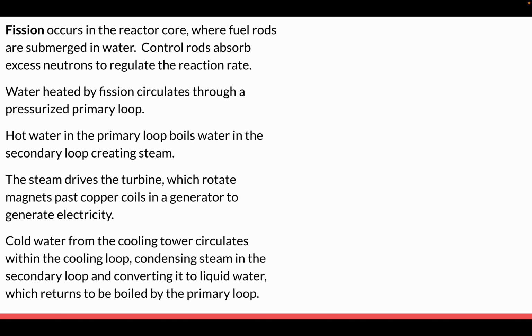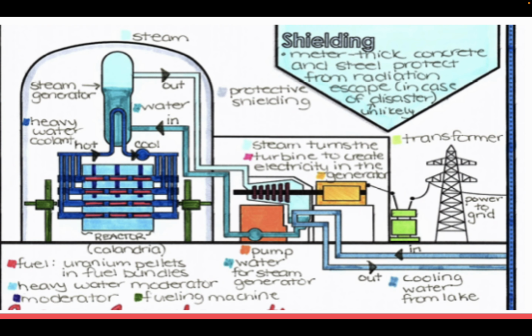The steam turns the turbine, which is then used to spin or rotate the magnets in the copper coils in the generator, and then you have the electricity. Now, the water in the secondary loop, all right, is going to go through a condensing tower or a cooling tower. It's going to convert it back to liquid water, which can then be brought back to be boiled again by the primary loop. So what that looks like is this. So you have this on your paper, okay?